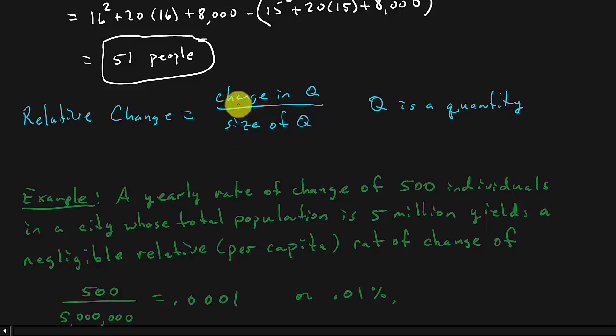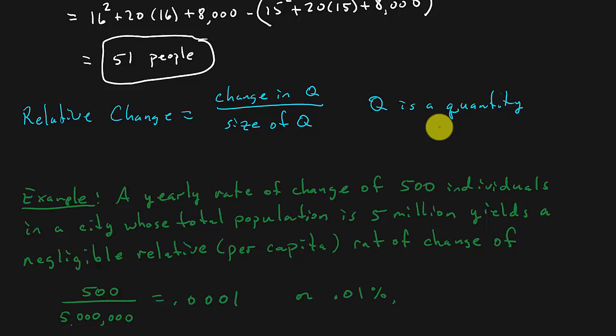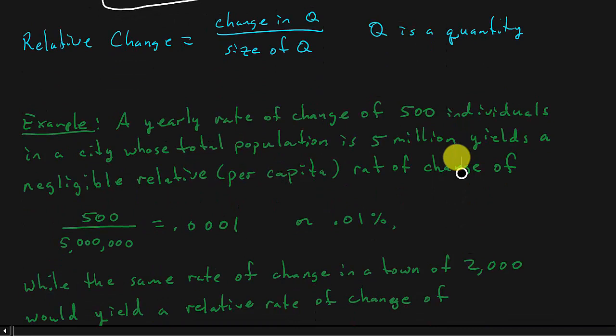Relative change is the change in Q divided by the size of Q. Okay, and Q is a quantity. So it's the change in quantity divided by the size of the quantity. And here's an example. It's nothing we're going to work out, but it's going to give you an idea of some of the things you can tell from this, the change in Q divided by the size of Q.